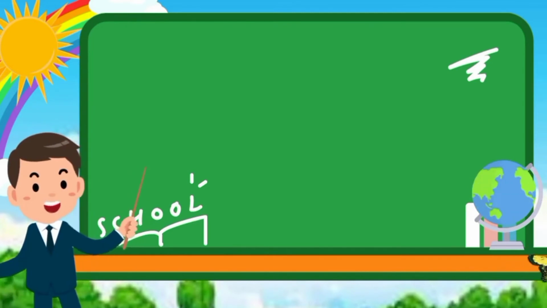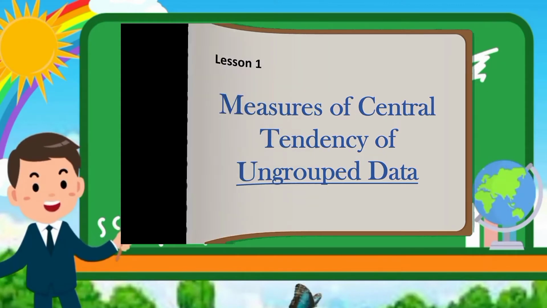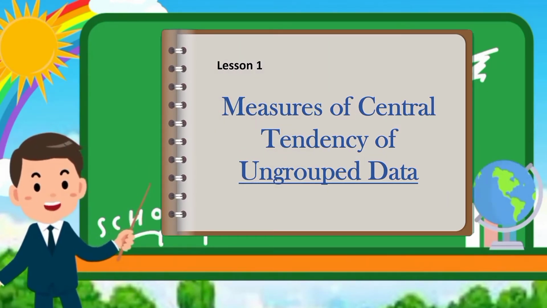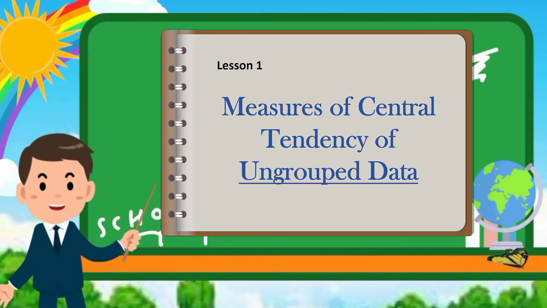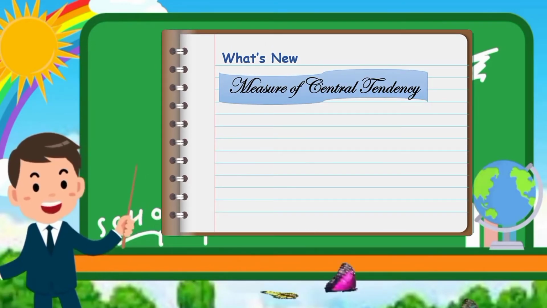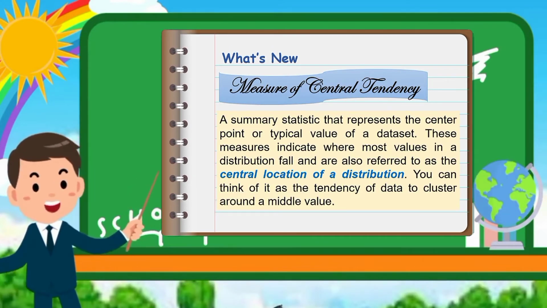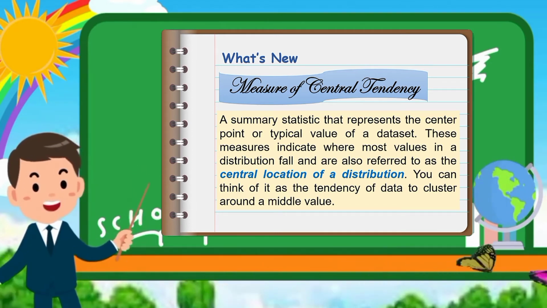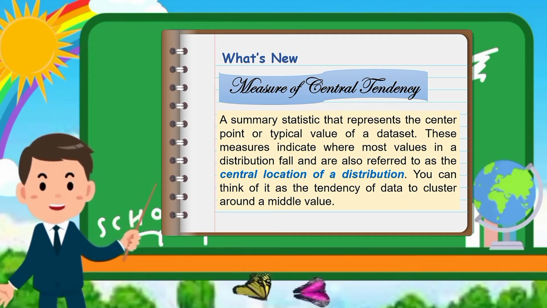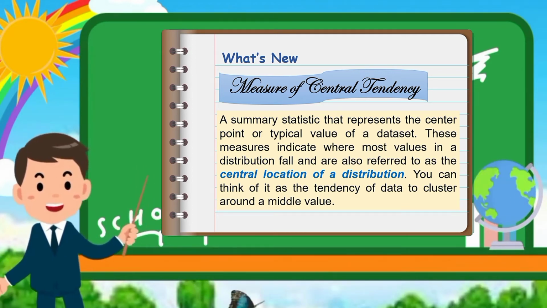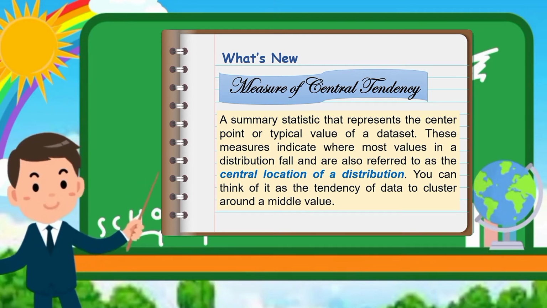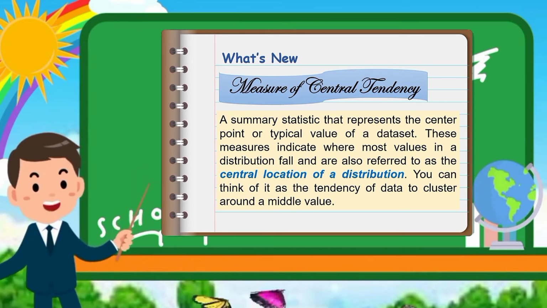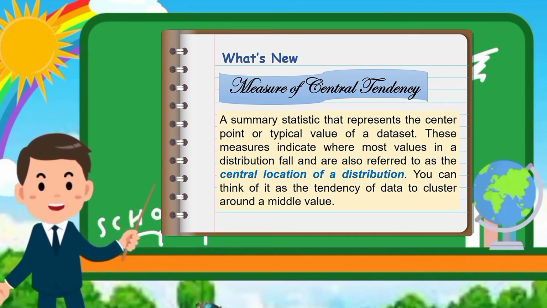That's great! It shows that you are now ready for our lesson. Let's start with lesson number 1: Measure of central tendency of ungrouped data. Do you know what is measure of central tendency? Yes! It is the summary statistic that represents the center point or typical value of a data set. These measures indicate where most values in the distribution fall, and are all referred to as the central location of a distribution. You can think of it as the tendency of data to cluster around a middle value.